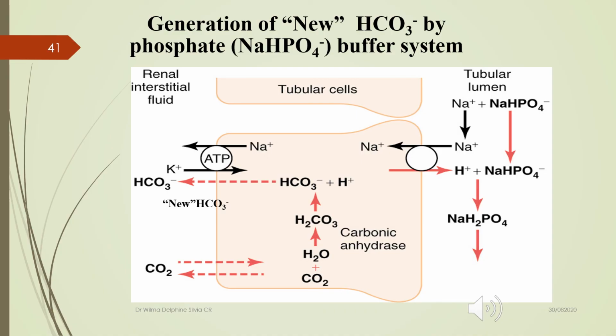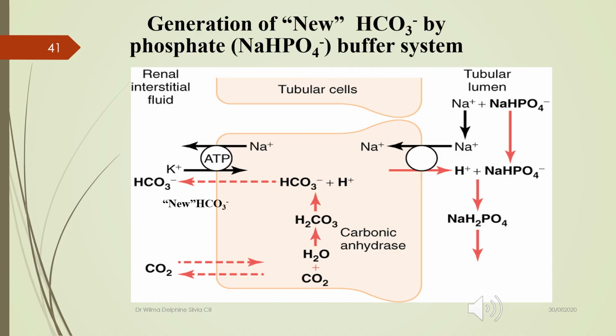How do you obtain these hydrogen ions? It's from the carbon dioxide, which diffuses into the cell, reacts with water in the presence of carbonic anhydrase to form carbonic acid, which again dissociates to form bicarbonate and the hydrogen ion. So this bicarbonate which is obtained is the new bicarbonate which enters into the renal interstitial fluid. At the same time, the hydrogen ions in exchange with sodium ions enter into the tubular lumen, which are buffered by the monohydrogen phosphate to form dihydrogen phosphate. Hence, the urine will be acidic in nature.